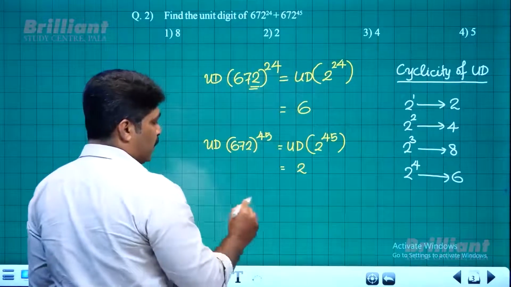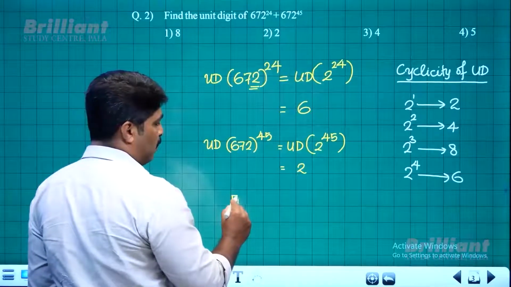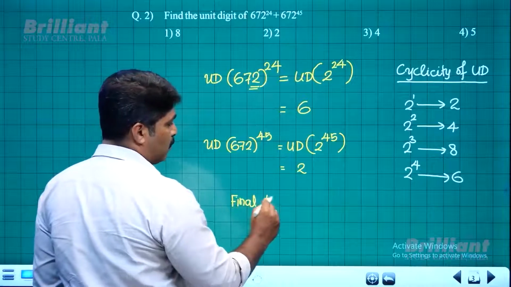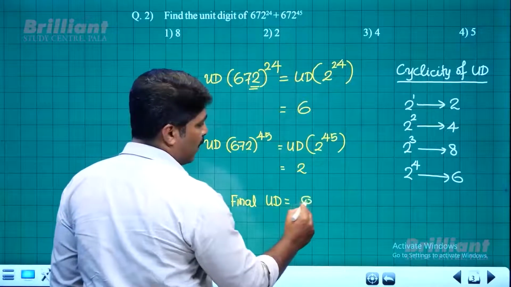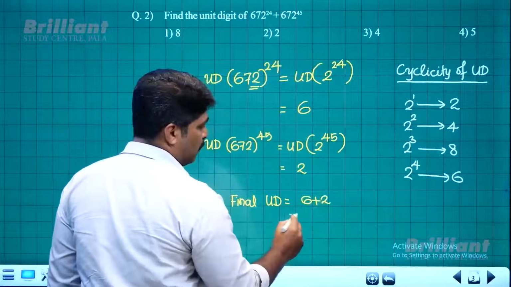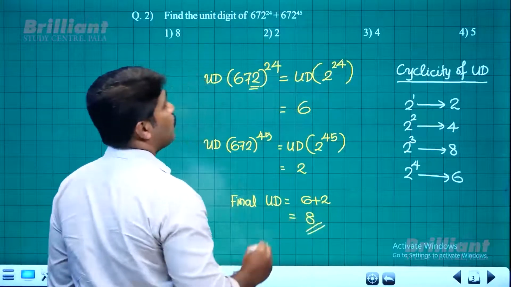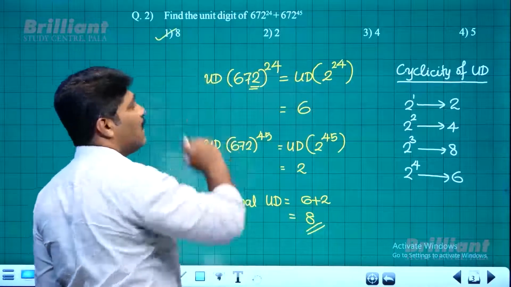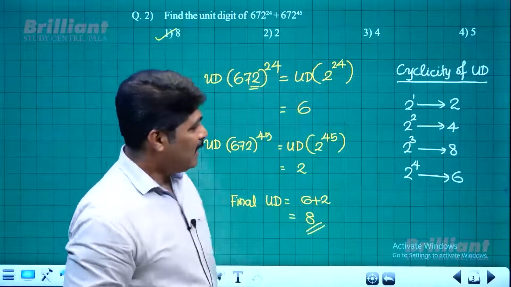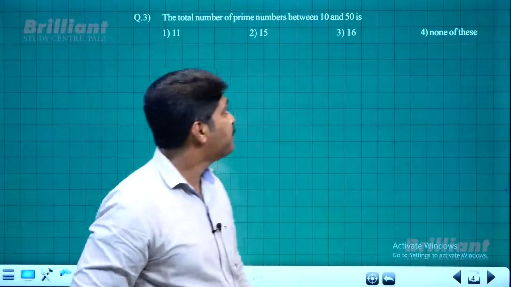Therefore, the final unit digit. So that is the sum of these two values. That is 6 plus 2. So that's equal to 8. And the answer is the first option. Okay, then move to the next question.